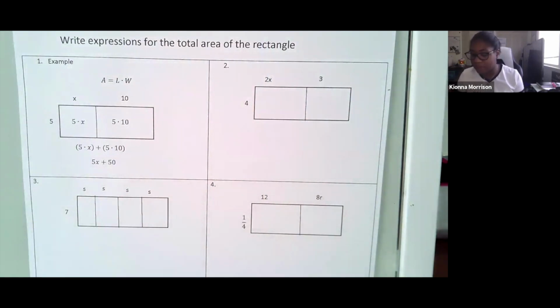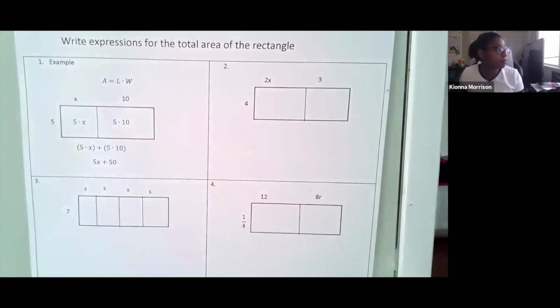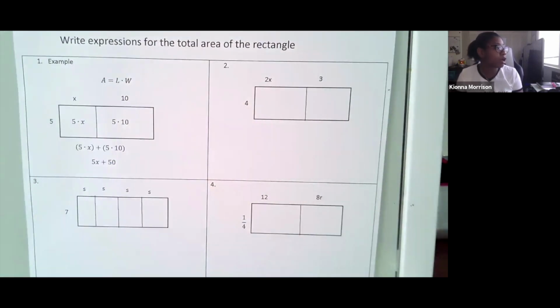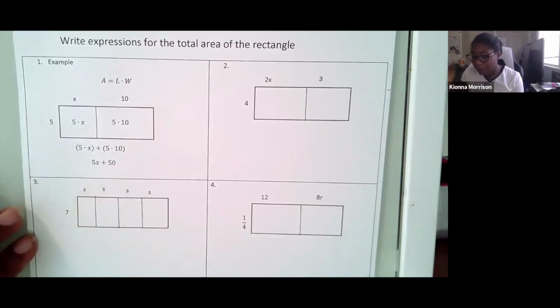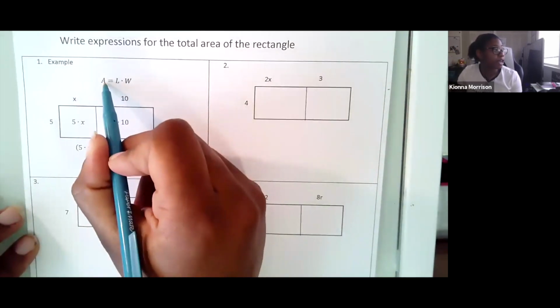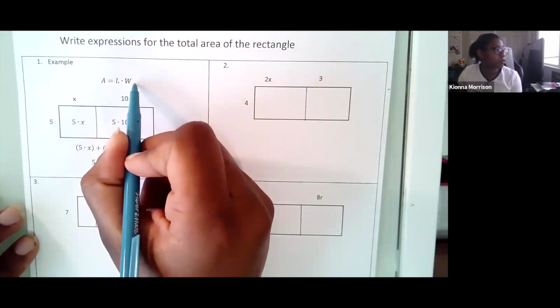So take some time, look at this question, and see if you can figure out what's going on. What's happening in this question? What do these numbers mean in our first example? Take a second and see if you can follow along. Okay, so at the top, I see the area formula. Area equals length times width.